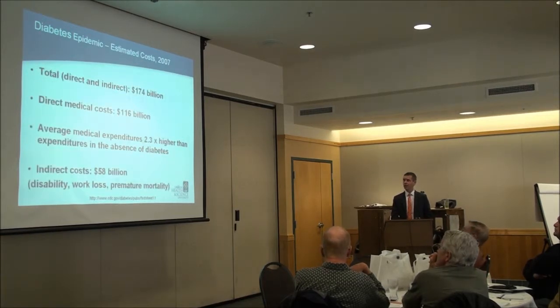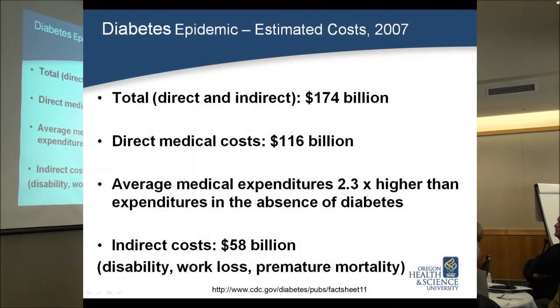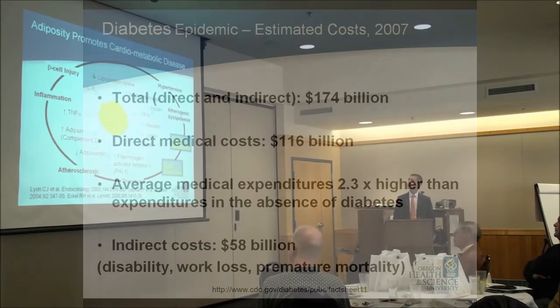So what is the economic impact of this? Lots. Billions and billions and billions of dollars. If you have diabetes, your average medical expenditures are 2.3 times higher. It causes disability, it causes loss of work, it causes premature mortality. And these are all things from the CDC site.